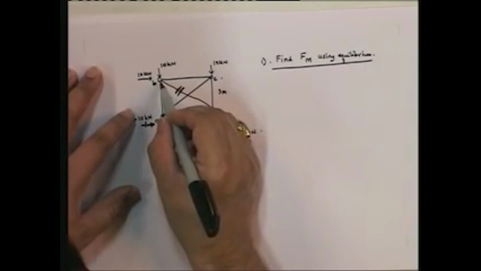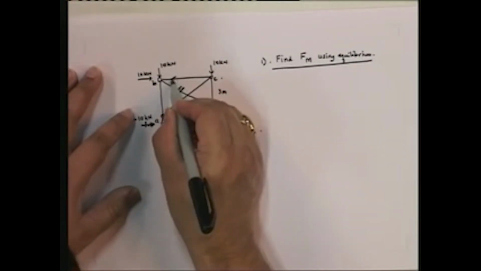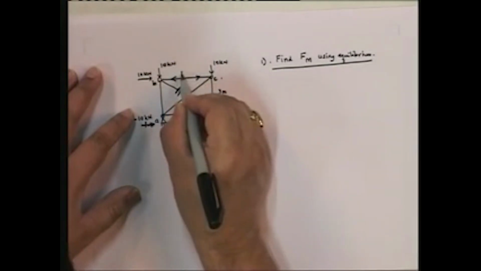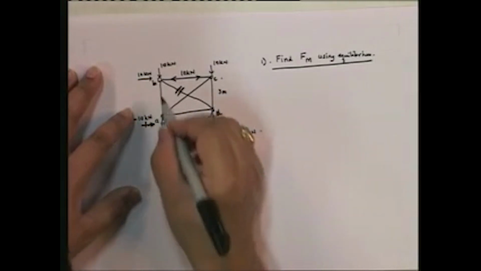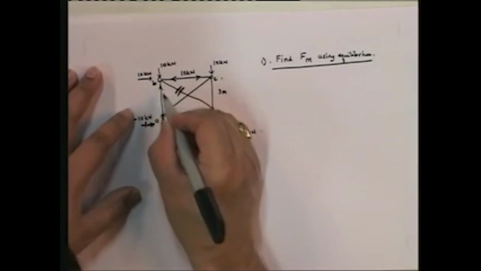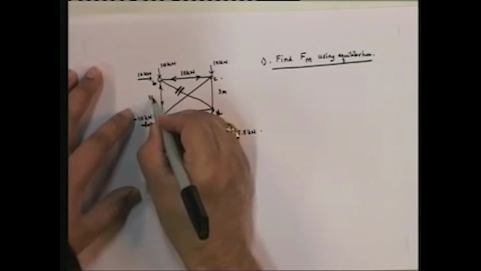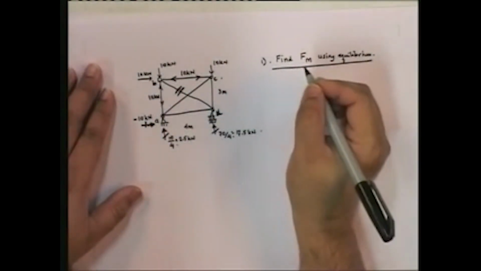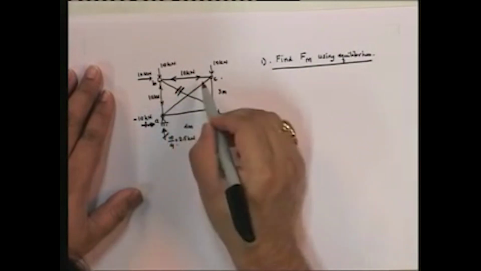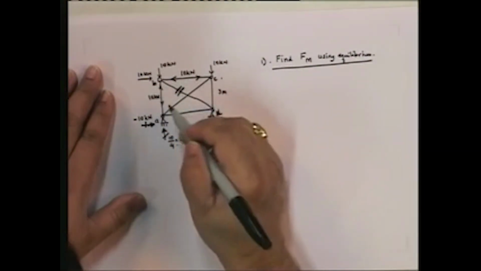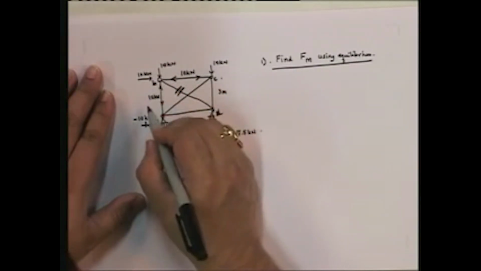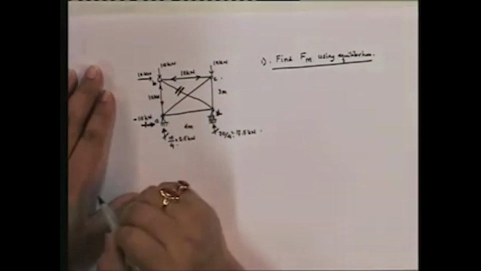So if I take sigma Fx equal to 0 at joint B, I'm going to get this equal to 10 kilonewtons. And similarly if I take Fy, I'll get this equal to 10 kilonewtons. So I have found the forces in these two members. In member BC, I have a compressive force of 10 kilonewtons. In member AB, I have a compressive force of 10 kilonewtons.